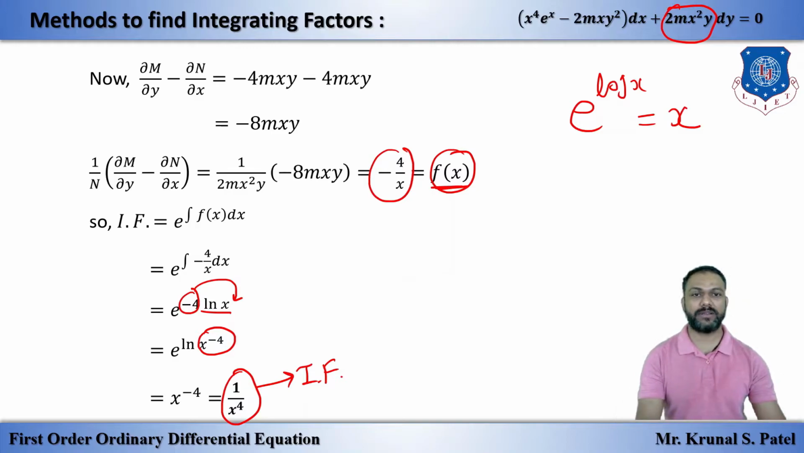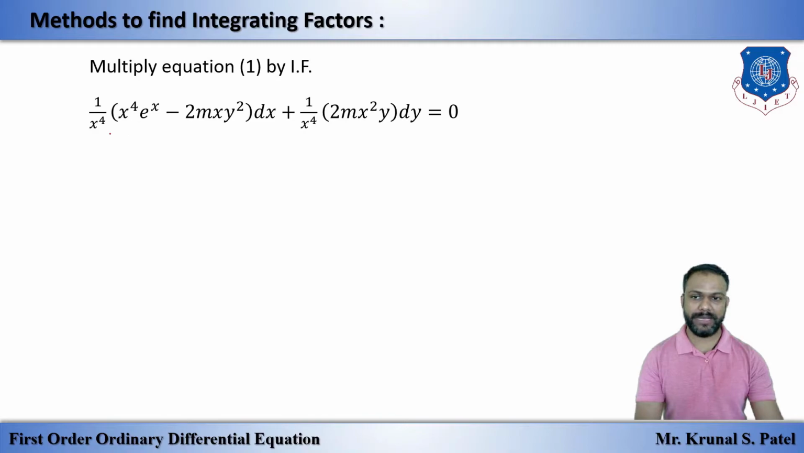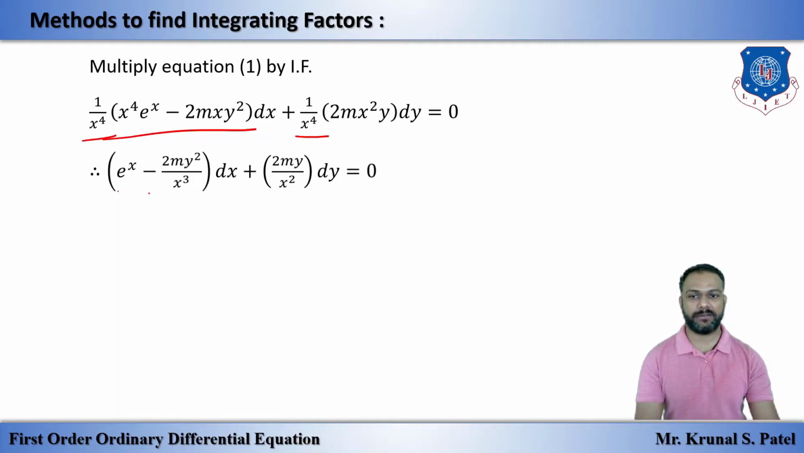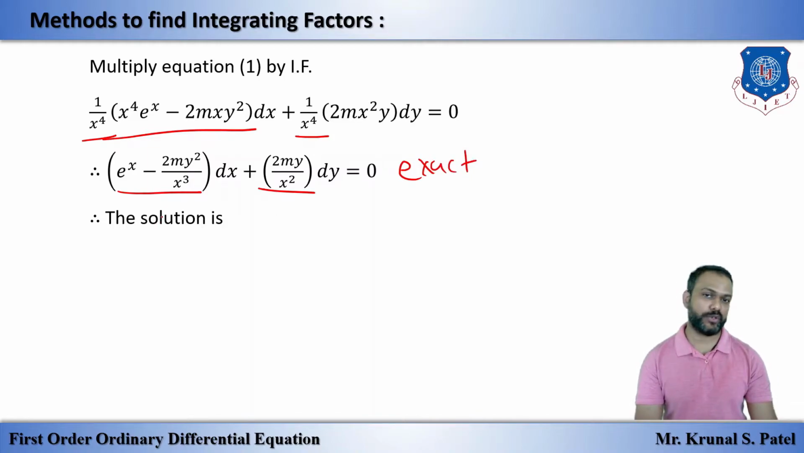Multiply equation 1, that means the original question, by IF. So we will multiply equation 1 by IF, 1 by x to the power 4. By simplifying this, we have this term, and this becomes exact. And if it is exact, then the solution is given by integration of this term keeping y constant, and integration of the term free from x. But here in this, x is included, so we have to omit this entire term.